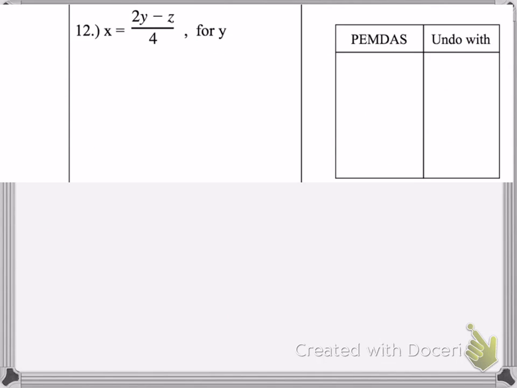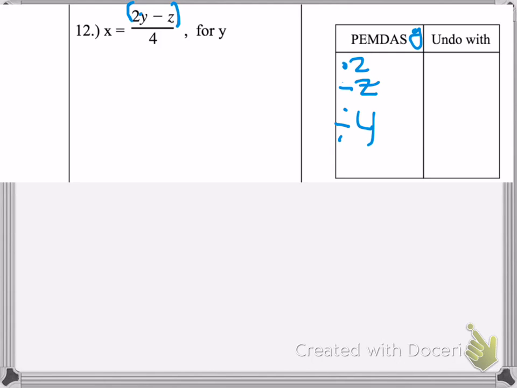And finally, I believe this is the last one. Yeah, it is. 12. We're trying to solve for y. So we see this y in here. We've got invisible parentheses in the numerator right here. So we're going to have to deal with all of that stuff first. Inside my parentheses, I have multiplication and subtraction. So what we would do to y is we would multiply by 2 first. Then we would subtract z. And that's why I always put a line through my z's so my 2's and my z's look different. Then we would divide by 4.